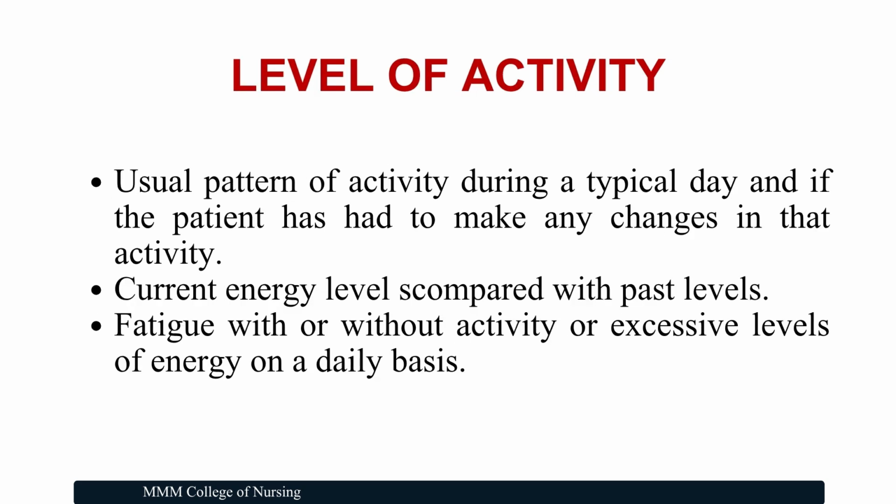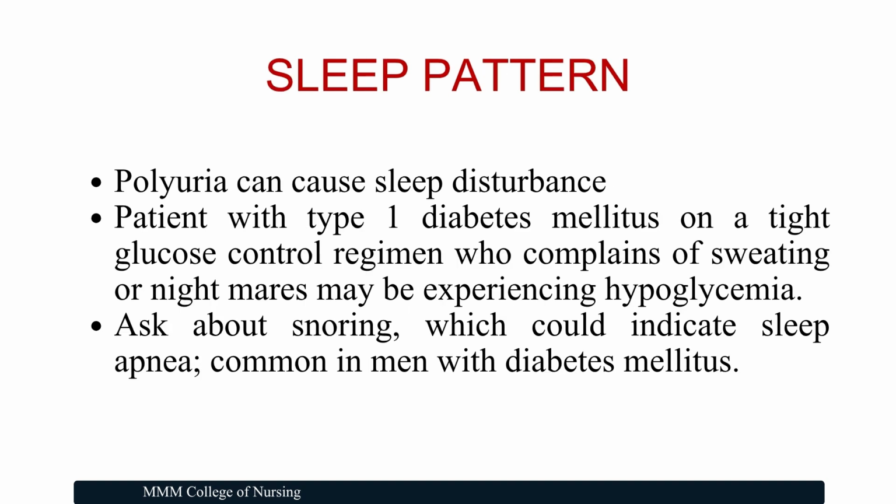And next one is the activity. Ask about energy levels and how they compare to 6 months ago. Mainly profound fatigue with minimal activity is hypothyroidism or adrenal insufficiency. If it is excessive energy and restlessness, it is hyperthyroidism. Next, in sleep, polyuria causes the patient to wake up multiple times at night to urinate. A type 1 diabetic on tight glucose control who reports nightmares and waking up sweating has nocturnal hypoglycemia. And ask male diabetic patients specifically about snoring, because it is a sign of sleep apnea.